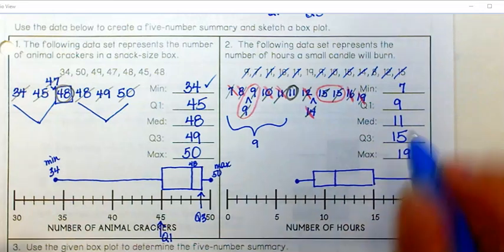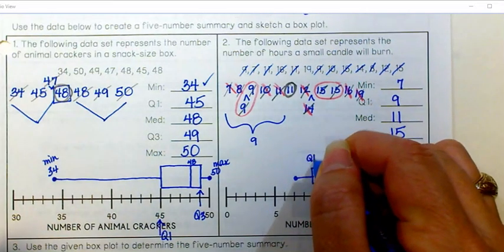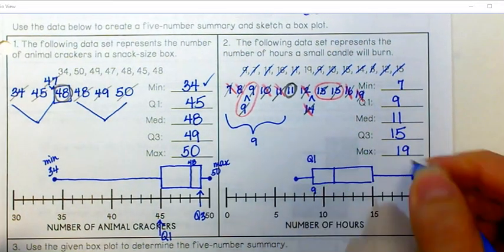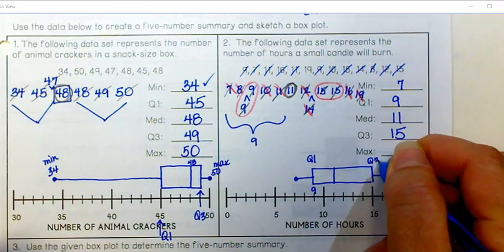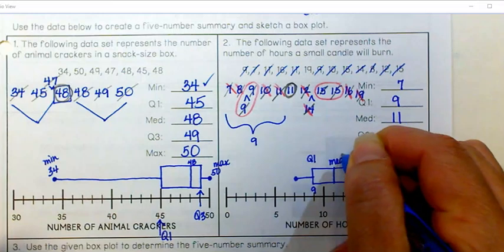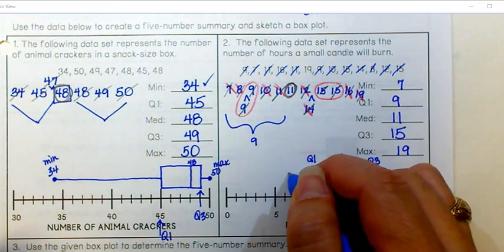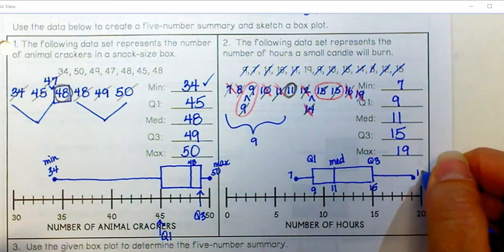Okay, so my minimum 7, maximum 19. Quartile 1 is at 9. Quartile 3 is at 15. The median of my data is at 11. And once again, my minimum is 7. My max is 19.